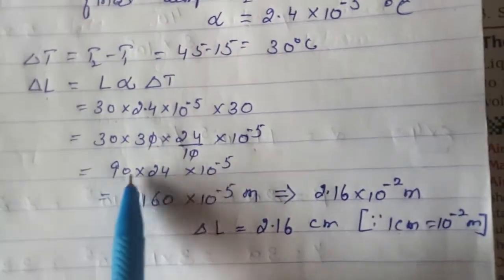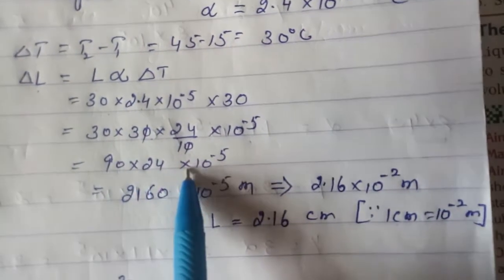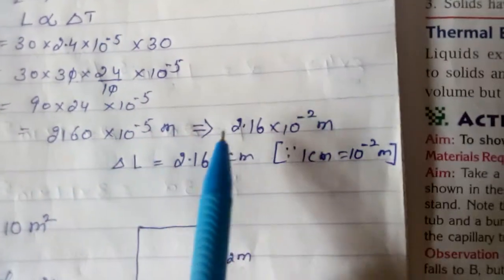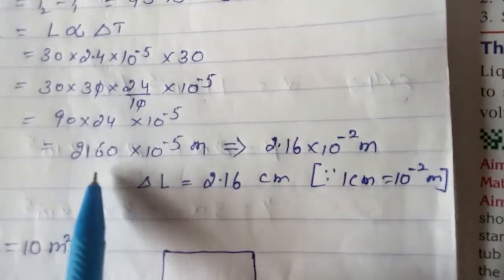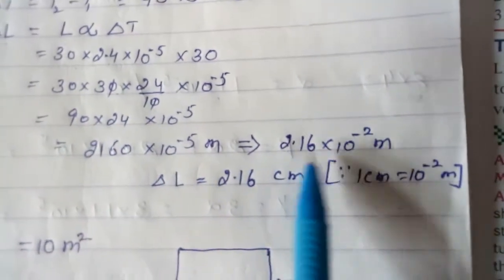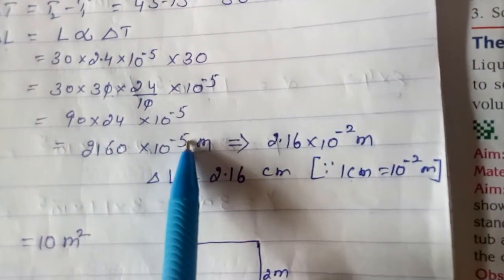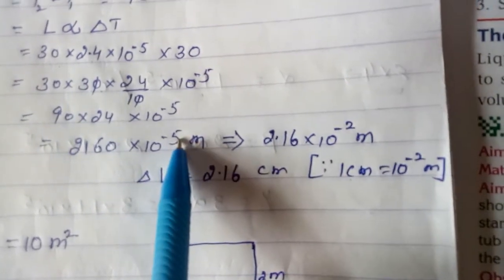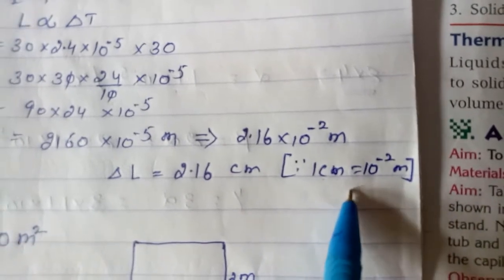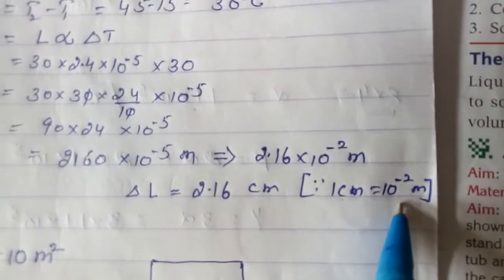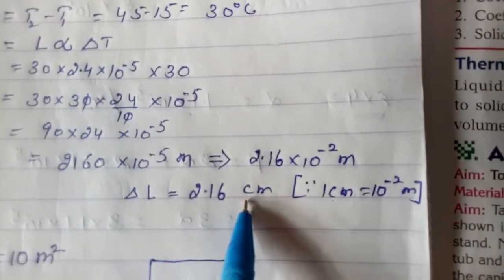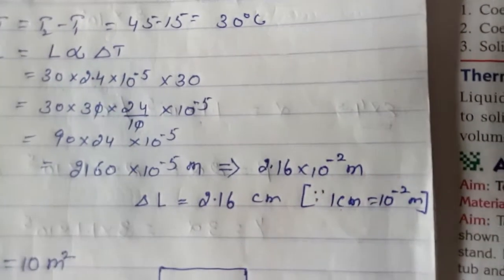Now look at that. 3 threes are 9, 0, 24, multiply 24, multiply 10 minus 5, again multiplied 2160, and here 2.16. We put the decimal after 3 digits, 1, 2, 3, that is 2.16. So here the power will be increased by 3. So minus 5 plus 3, that is 10 to the minus 2 meter, and as we know that 1 centimeter equal to 10 raised to the power minus 2 meter. So delta L equal to 2.16 centimeters. So this is the increase in length.